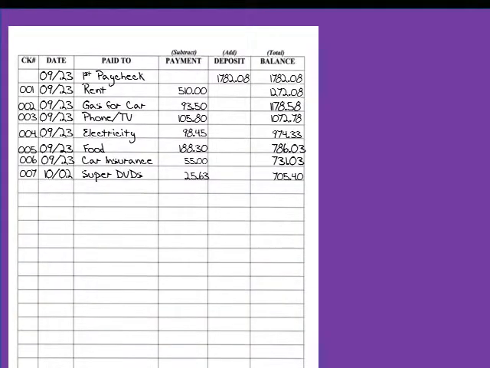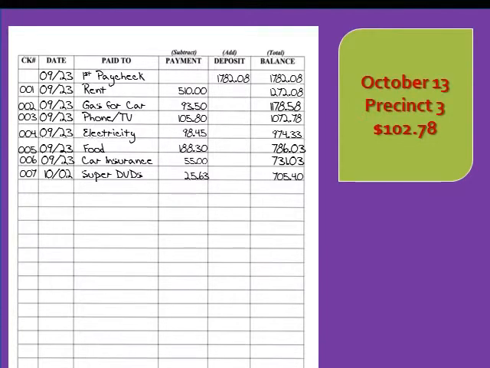Okay, our next unexpected expense for the month, it looks like on October 13th, you got a speeding ticket. You owe Precinct 3 $102.78. Ouch. All right, we've got to write a check for this, but we need to record the transaction first. We have check number 008, the date, October 13th, paid to Precinct 3. We're going to add the notation ticket. We might also put that on our check.